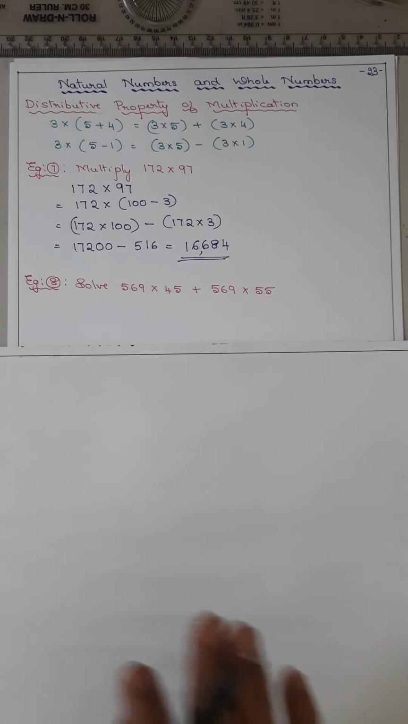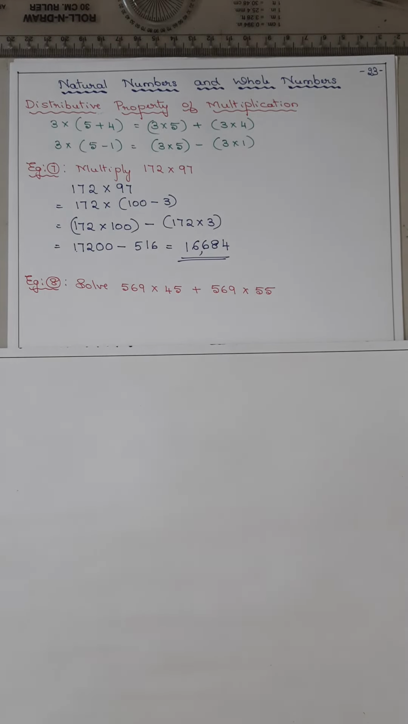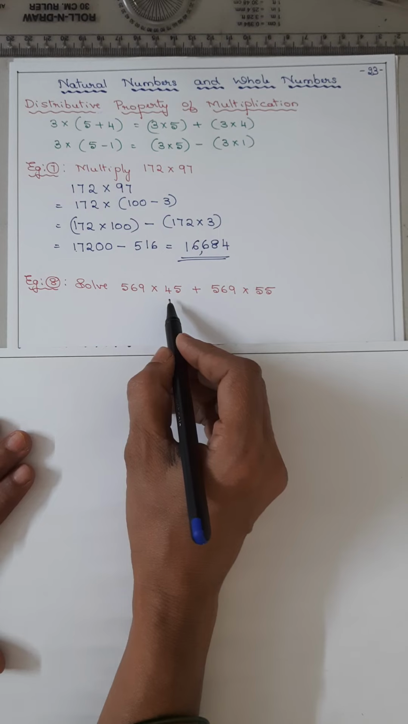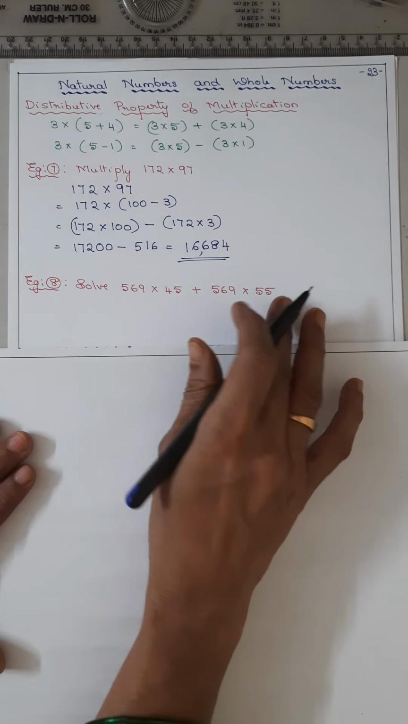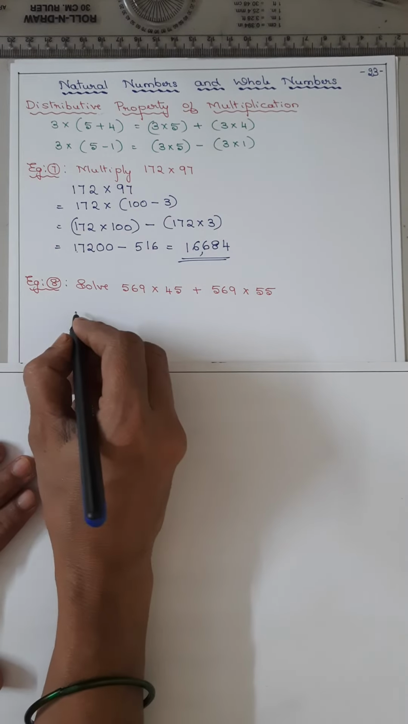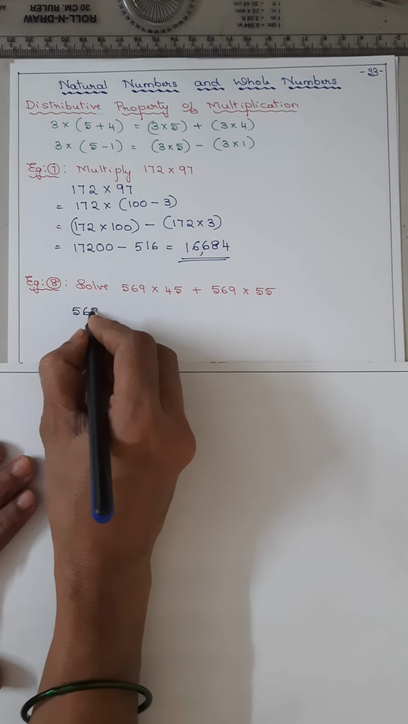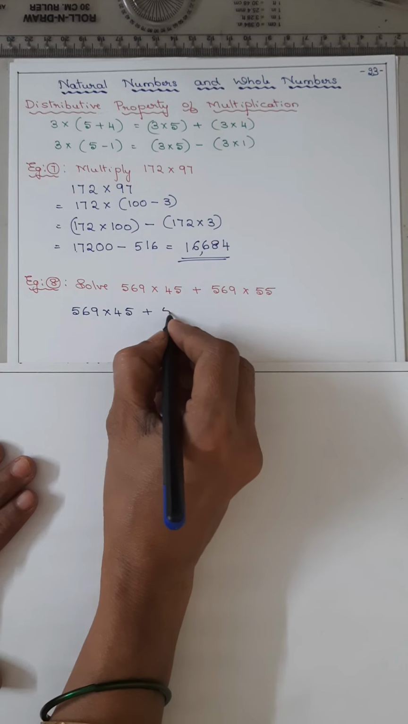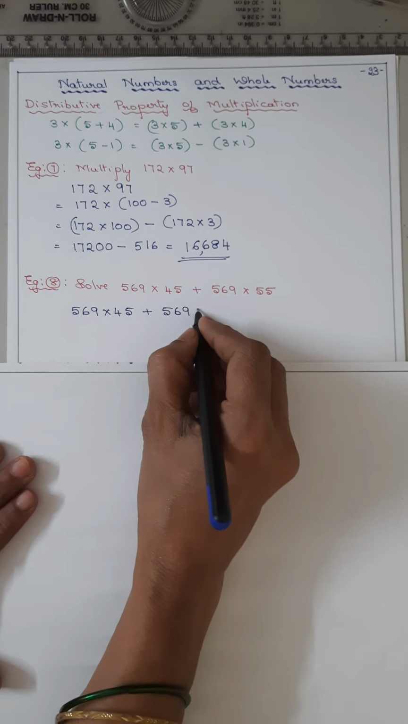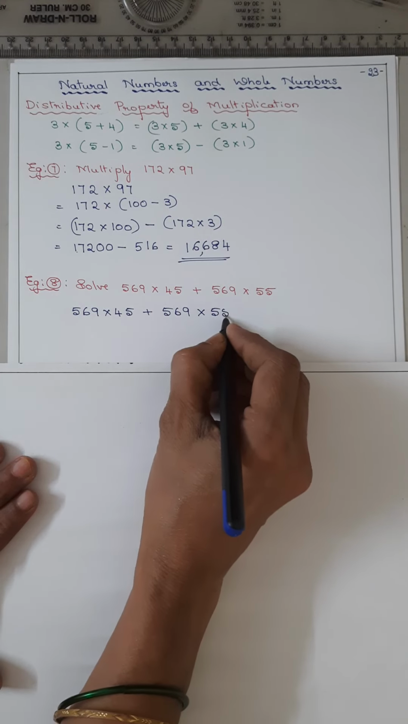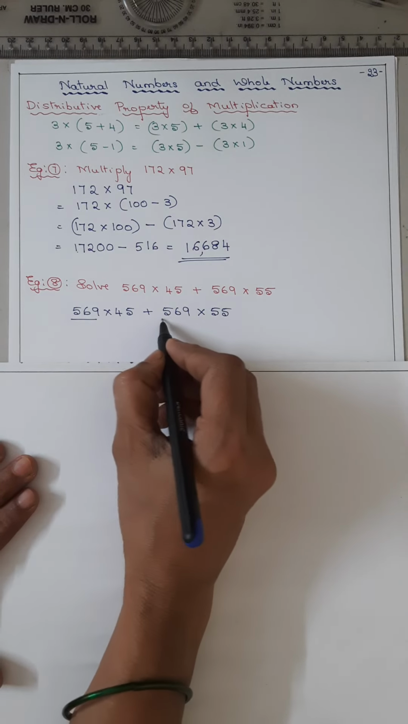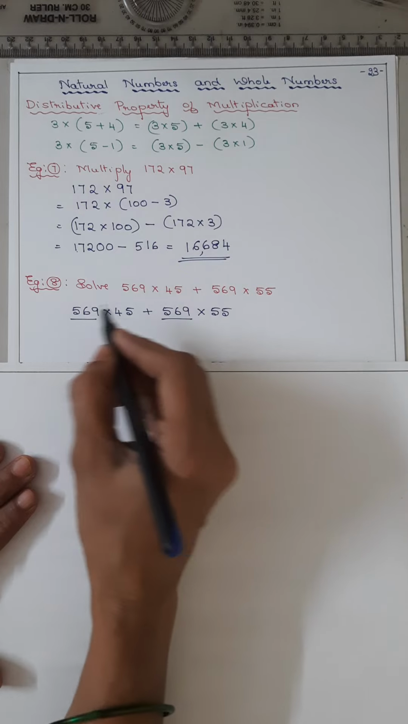Now coming to the second sum, that is example 8. 569 into 45 plus 569 into 55. So write the question: 569 into 45 plus 569 into 55. Now this is the reverse. 569 is common in both.